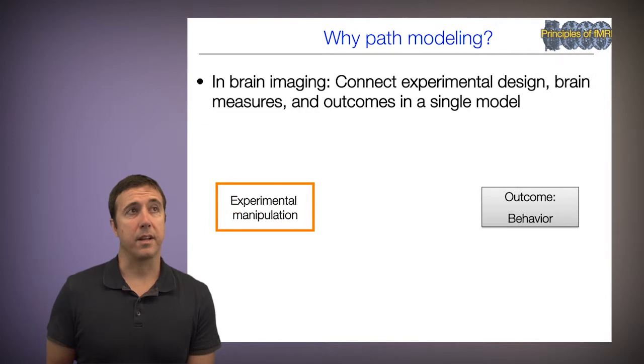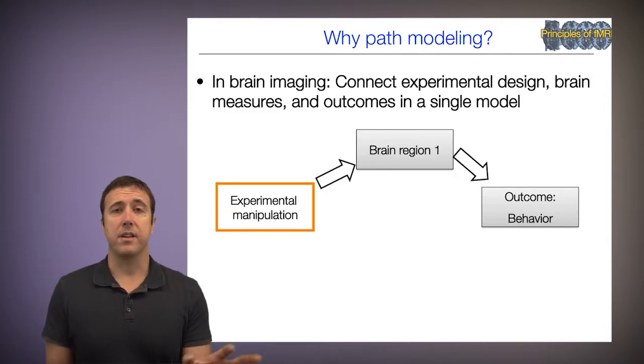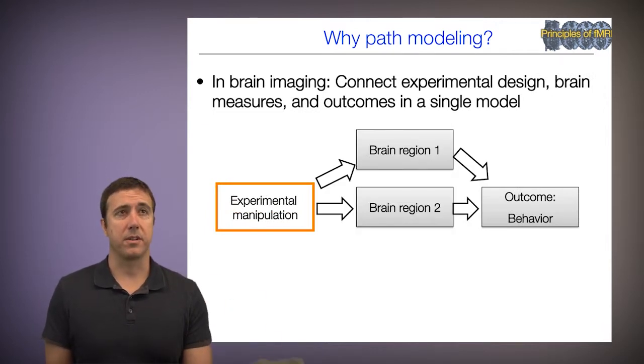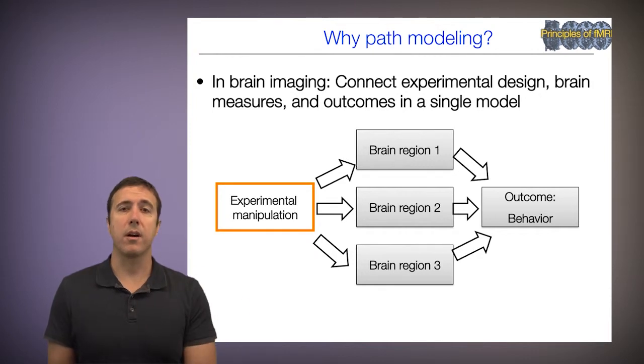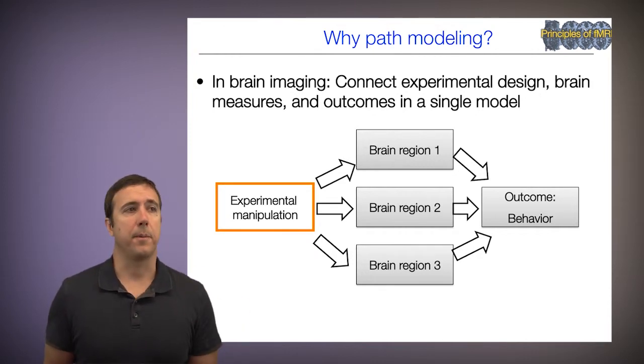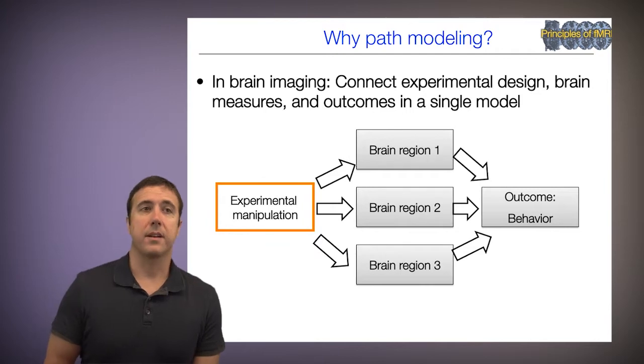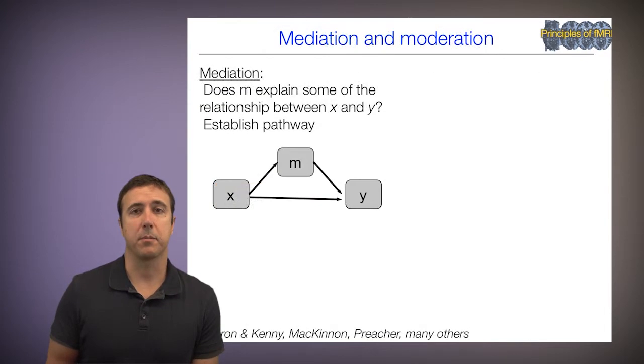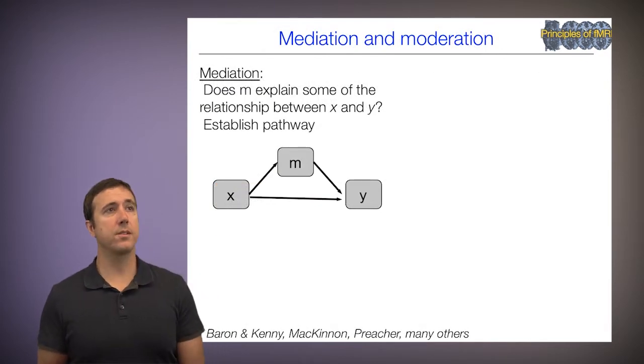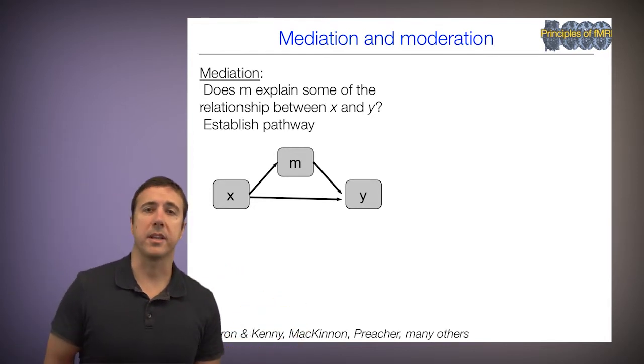When we apply this to brain analysis, a real advantage is that it can connect experimental design variables, brain measures, and outcomes in a single integrated model, where otherwise there would be a series of models. So here I've got an experimental manipulation, measures in a series of brain regions which are potential mediators of that effect, and an outcome, the behavior. So let's look in more detail at mediation.